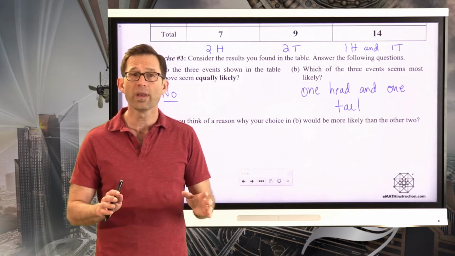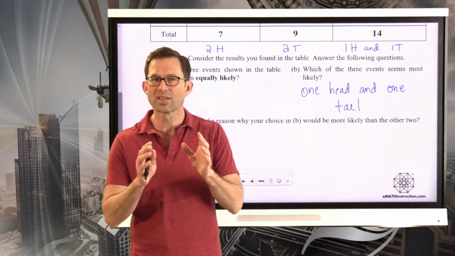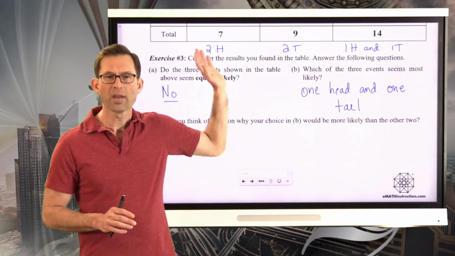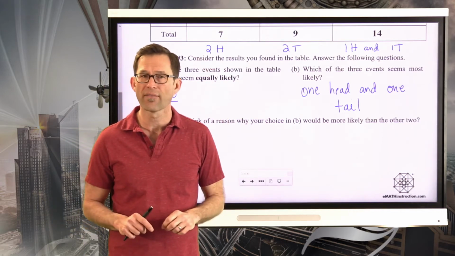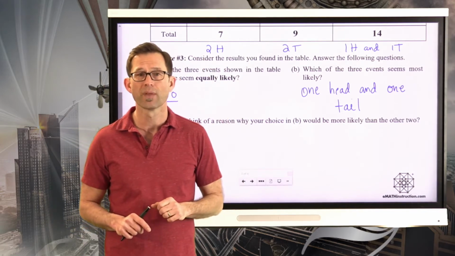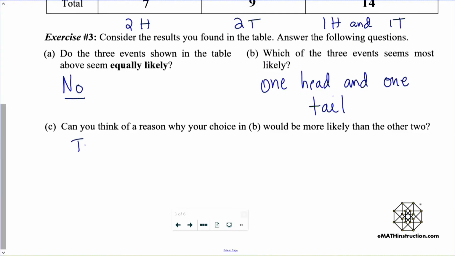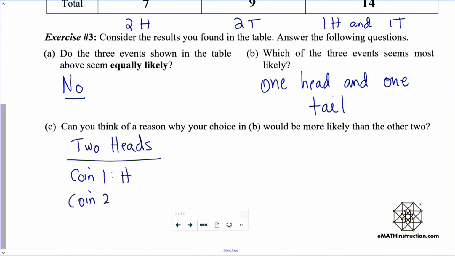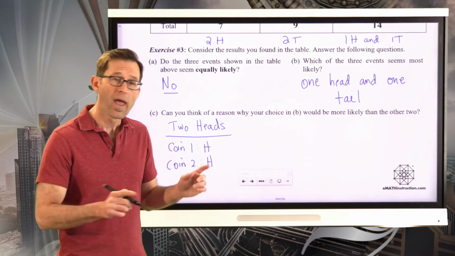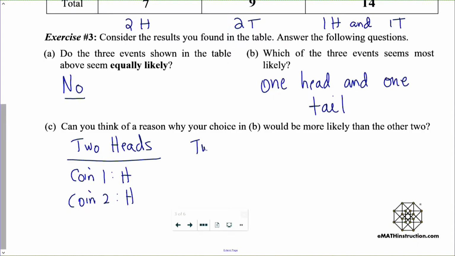Well, it's pretty basic, but still can be confusing. If I'm going to get 2 heads, there's only one way that I can have that happen. I get a head on the first coin, and I get a head on the second coin, right? So 2 heads can only happen in one way. You get on coin 1 a head, and on coin 2 you get a head. That's the only way it can possibly happen. That's it, right?